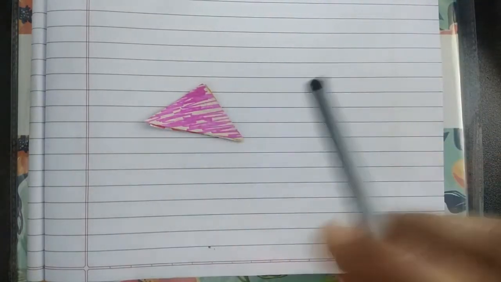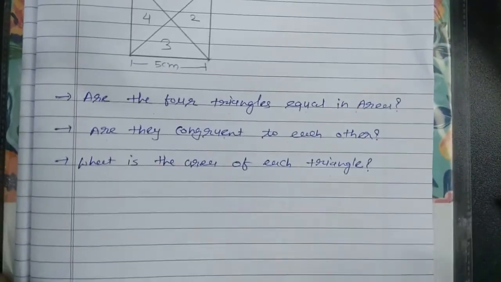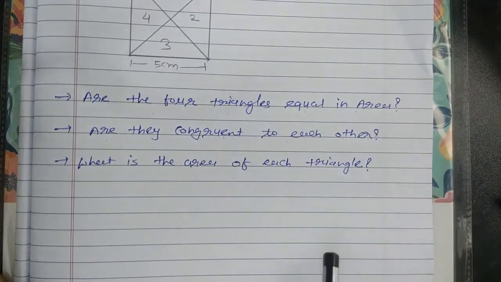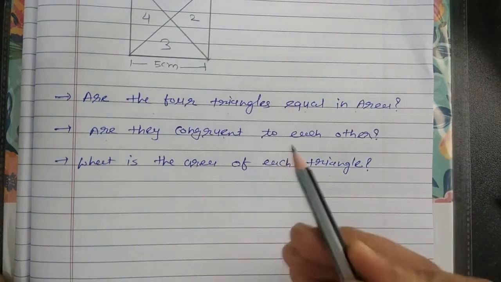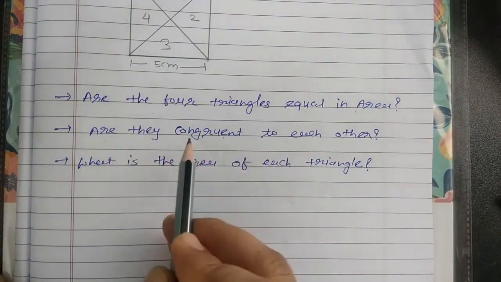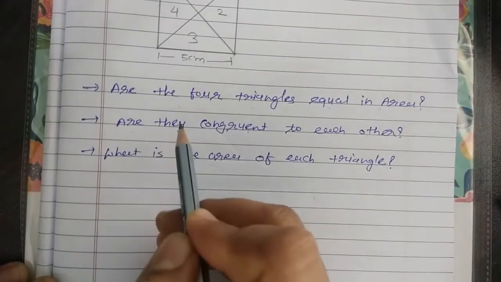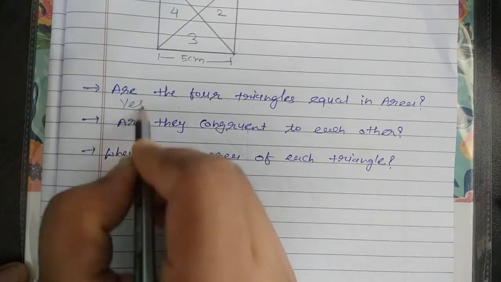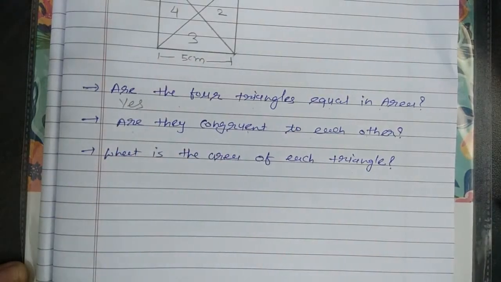So from this we can give the answer to this question: are the 4 triangles equal in area? Of course yes, because when we have superposed them, each and every one covers the others fully. So the answer will be yes.